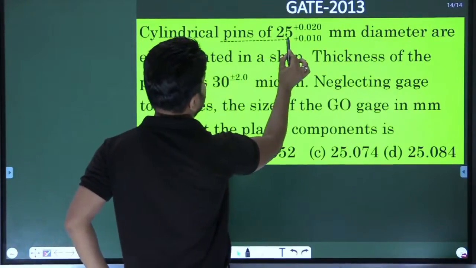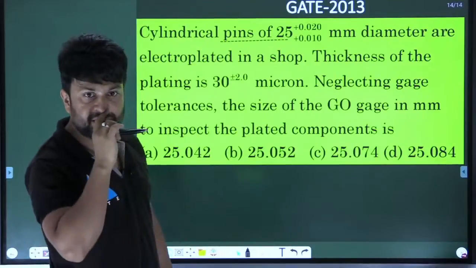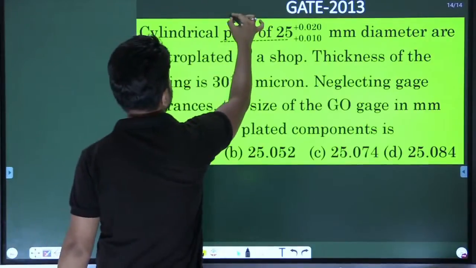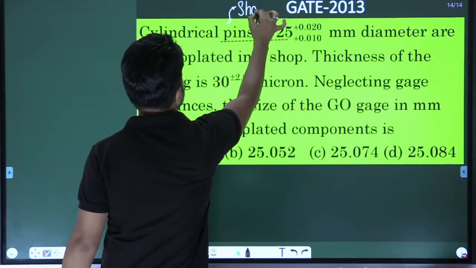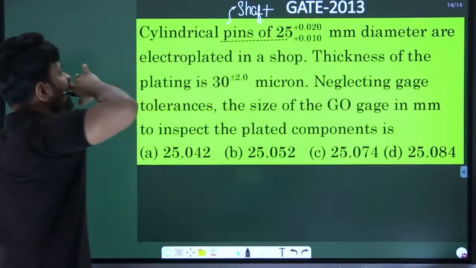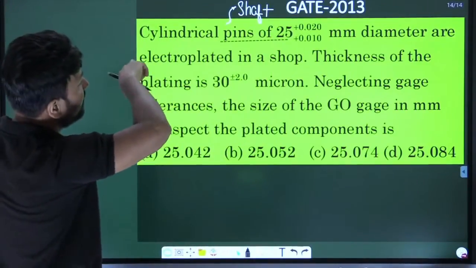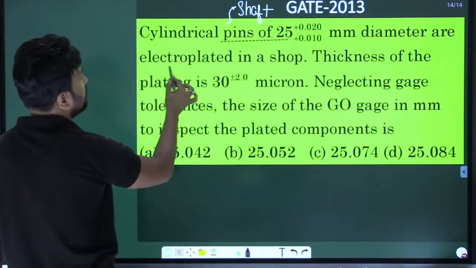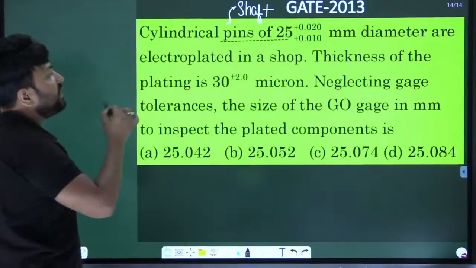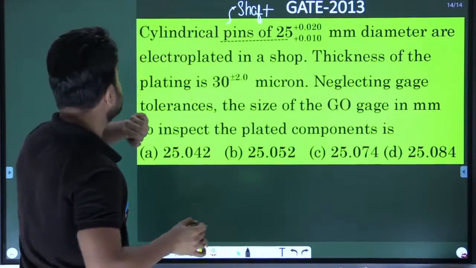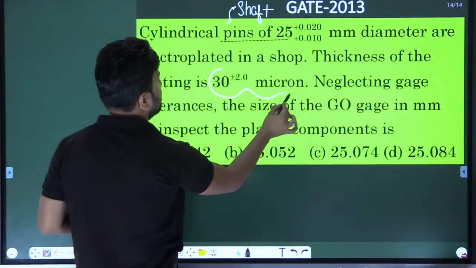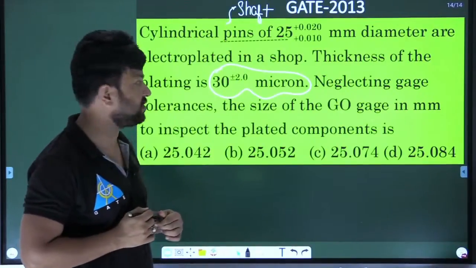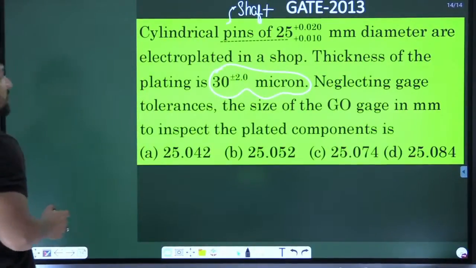Cylindrical pin of 25 mm diameter is electroplated in a shop. I hope it is visible. Here the pin will act as a shaft. Pin is a product, and it will act as a shaft. You have to do electroplating on that size. Plating thickness is 30 plus minus 2 microns. Neglecting the gauge tolerance.